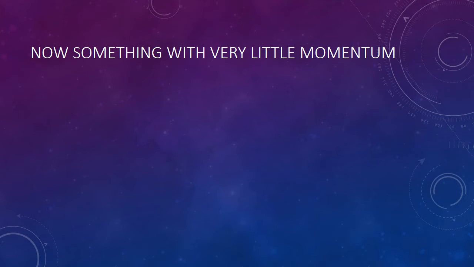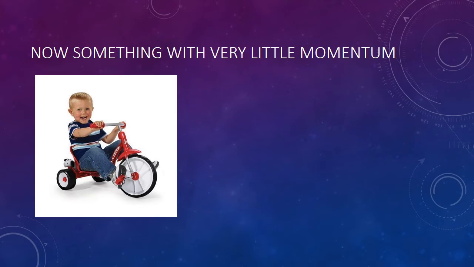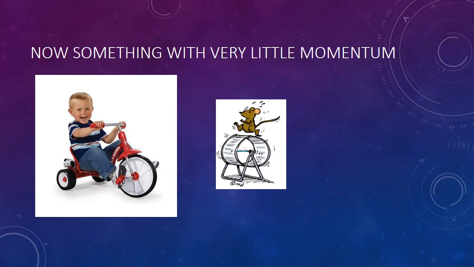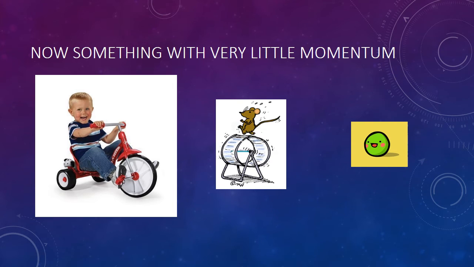Okay, now how about objects that don't have a lot of momentum? Kid on a trike. I think we'll all agree that's an object without very much momentum. But there are even objects with less momentum, something even smaller, something even slower, like, for example, this hamster running on a wheel. Even less momentum than the kid on the trike. How about something with even less momentum? Something like maybe this pea sitting on the ground. Yes, this pea really has very, very little momentum. In fact, you might even say it has no momentum. Ha ha ha.